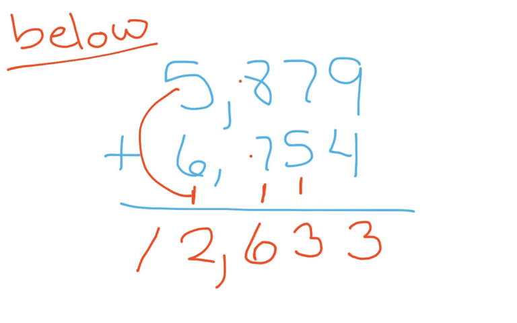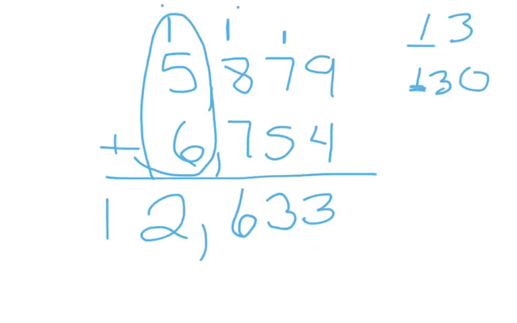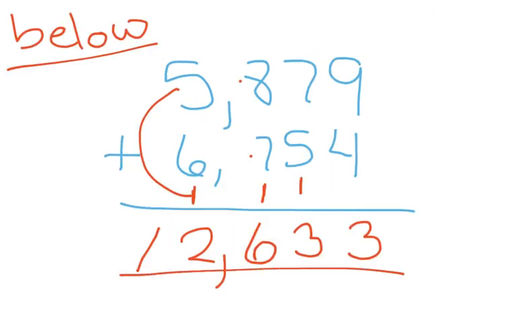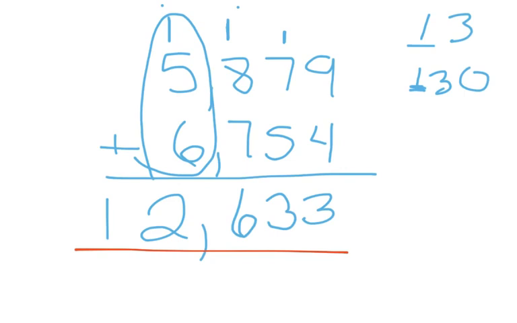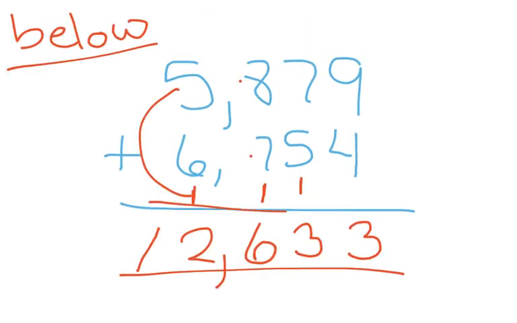And the answer we got is 12,633. Let's check and make sure. Yep, look at that. We're getting the same answers. We should be getting the same answer, shouldn't we? So here is the new groups above. Here is the new groups below. Pretty good, huh?